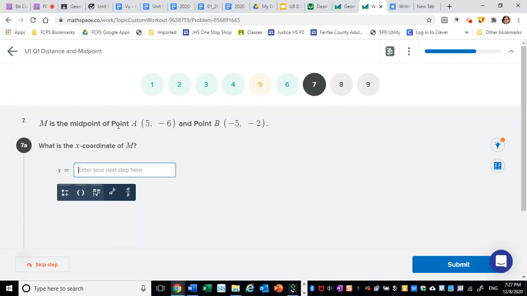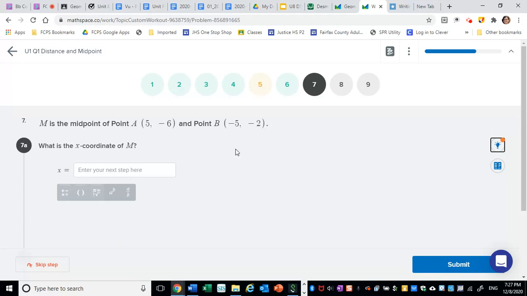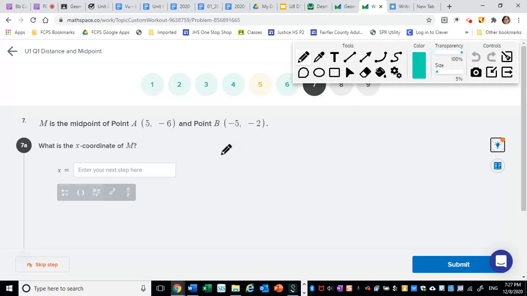M is the midpoint of A with the coordinate of (5, -6) and point B, which is (-5, -2). So what is the coordinate of M? All right, point M. Remember, you use the midpoint formula, right? So the x of M means the x-coordinate of the midpoint, right?